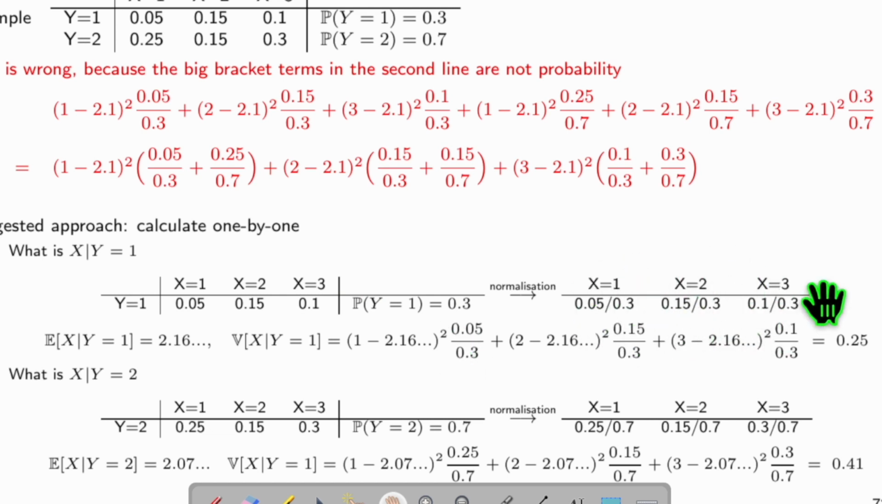So now this is a random variable. You can compute the expected value, 2.16 something. Then what's the variance? Variance is the value minus the expected value, whole thing squared, multiplied by the occurrence probability. Then you compute this. It gives you 0.25.